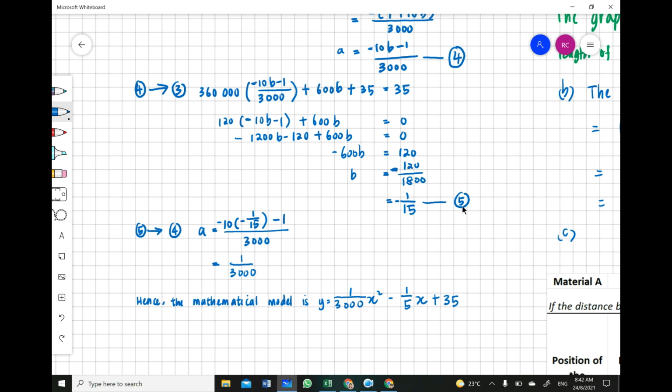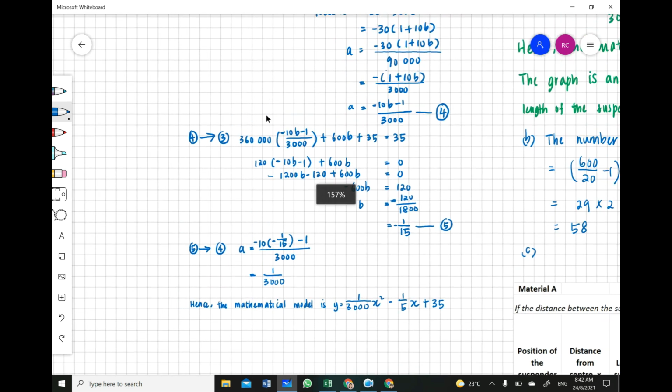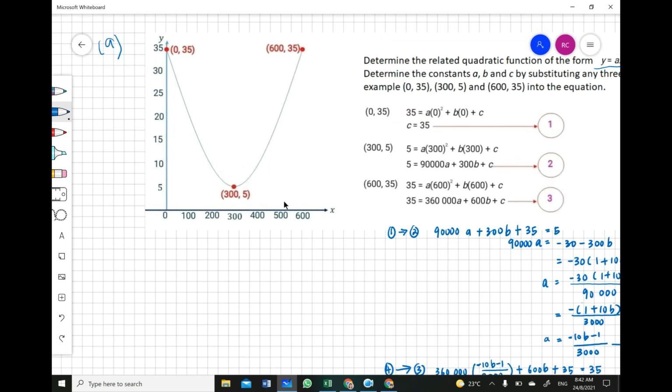So lastly, substitute this into the A so that we can get the general equation. When I substitute into the A over here the value of B of negative 1 over 15, you solve it, you are going to get the value of A is 1 over 3,000. So the mathematical model for this one is y equal to 1 over 3,000 x squared minus 1 over 5x plus 35. This is according to this function.